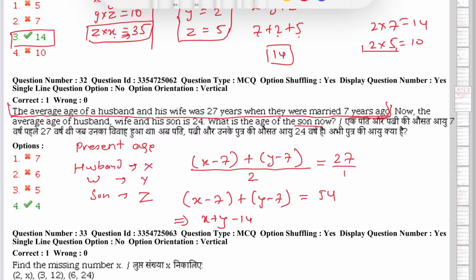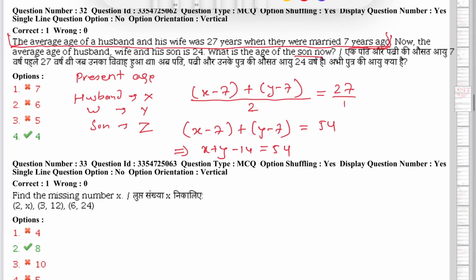Minus 7 plus minus 7 is minus 14. Okay, so it will give us 54. Now I am writing it here, because there is no space. So X plus Y is equal to 54 plus 14, because when 14 goes to this side it will be converted into plus. So X plus Y is equal to 54 plus 14, which is 68. So this is our one value.